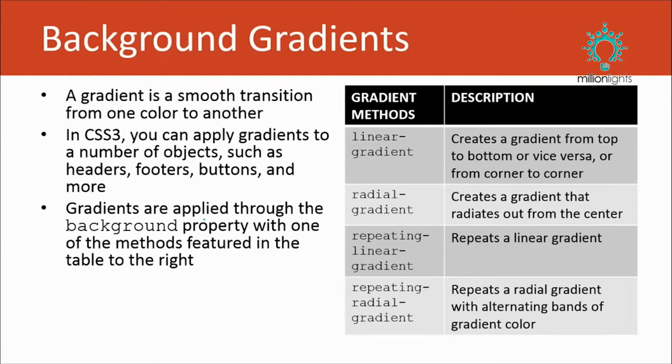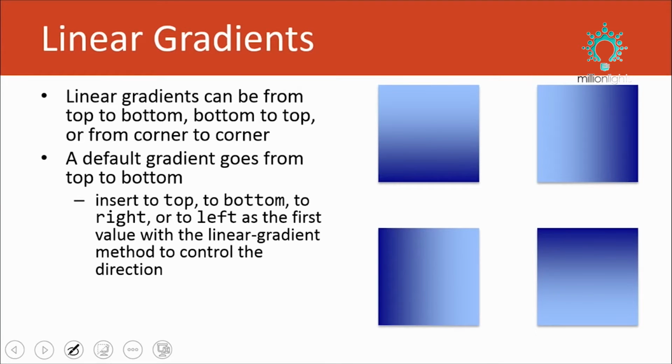So if I have the background property in use, I'm going to add in linear gradient as a value. So if I have linear gradient right here, I would add that in as a value. And then there's some other coding that I have to do in order to make best use of that method. To give you an idea of how linear gradients function, they can be from the top to the bottom, from bottom to top, or from corner to corner, or even side to side. A default gradient is going to go from top to bottom, okay?